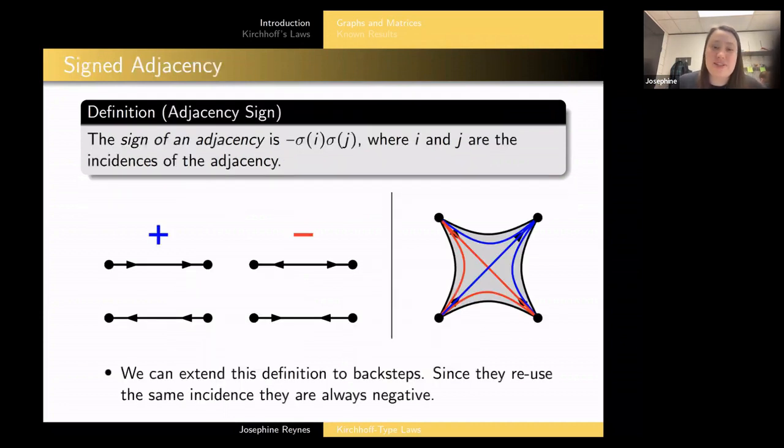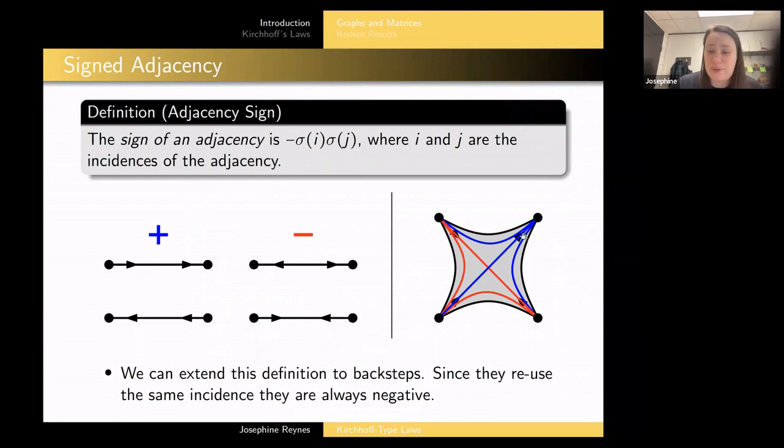And now I want to talk about what the sign of an adjacency is. So the sign of an adjacency is just the negative product of the signs of its incidences. So we have 2 ways you can have a positive adjacency, if the arrows flow in either direction. And you have 2 ways you can have a negative adjacency if your 2 arrows along your adjacency fight in either direction. So this just has to do with whether your incidence signs agree with each other or disagree.